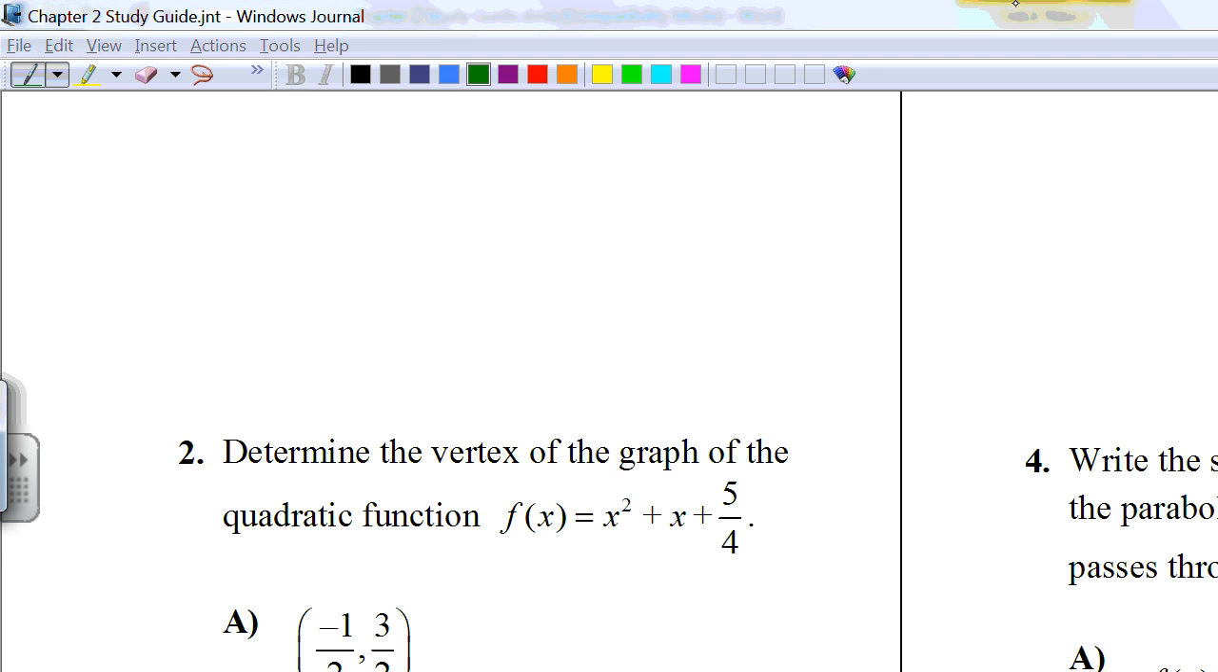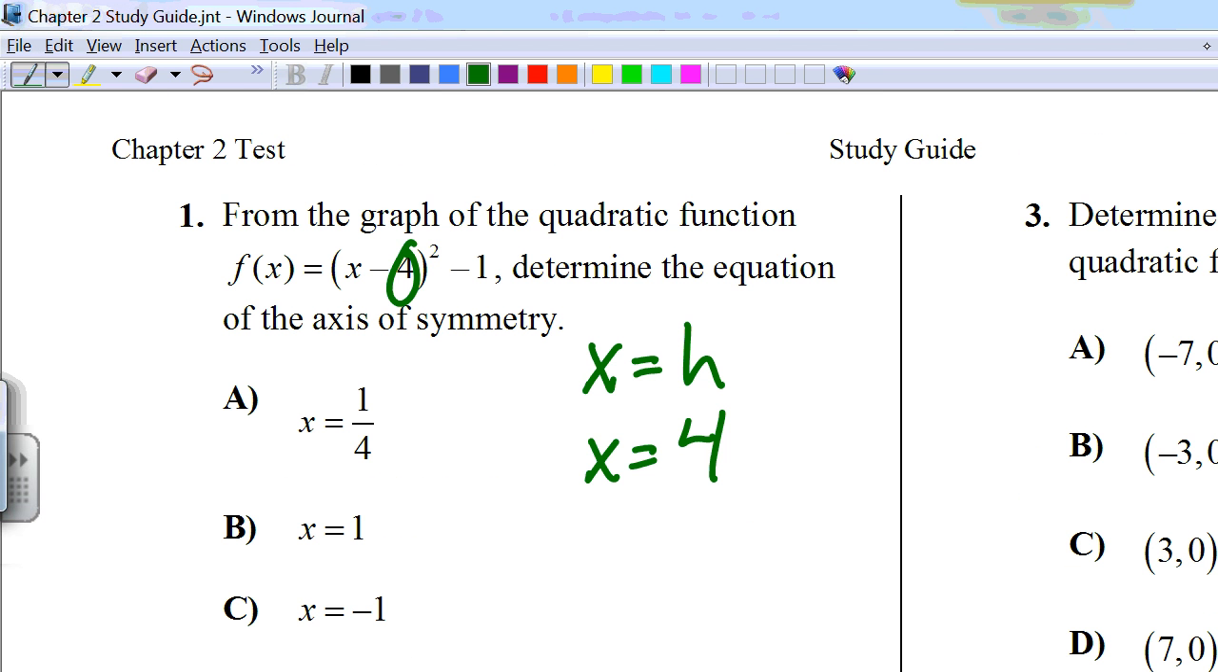Whoops, I'm sorry. Because of the format of this, I'm going to go do number 3 now.